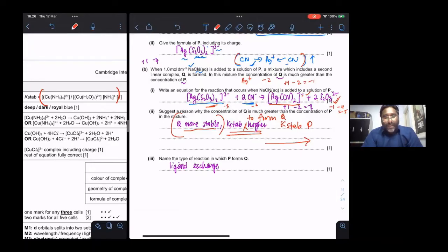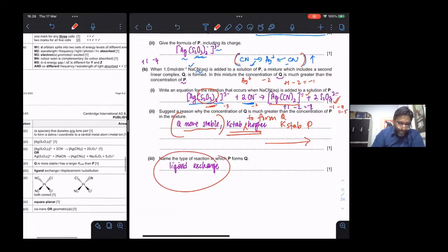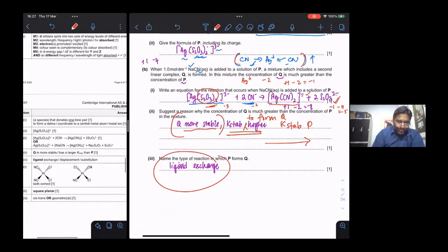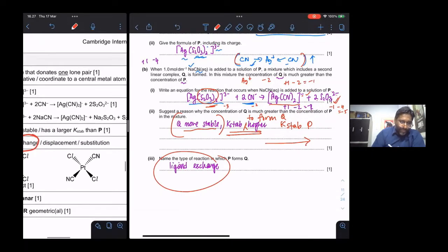Now, name the type of reaction in which P forms Q. It means this ligand is going to be exchanged with the CN, so this is going to be a ligand exchange. But if you look at the marking key, they also include some other terms. You can use ligand exchange, which I suggest you use, but if you want to write displacement or ligand substitution, go ahead.